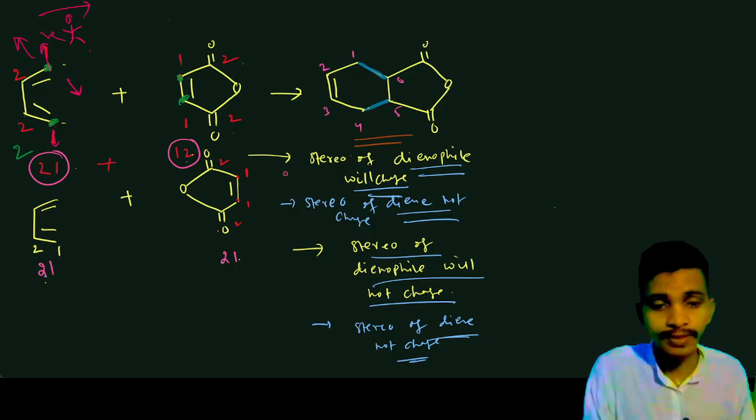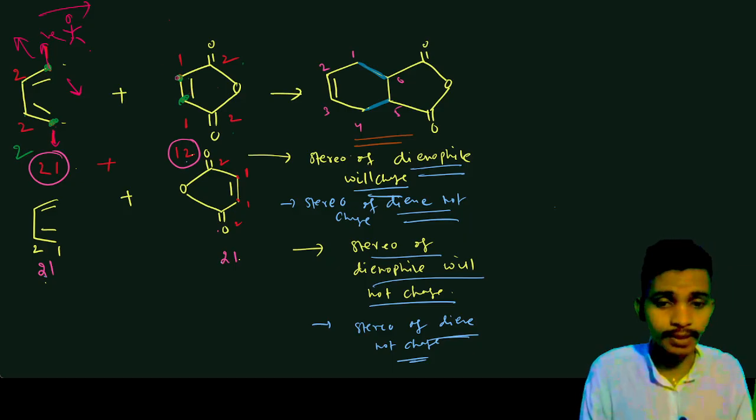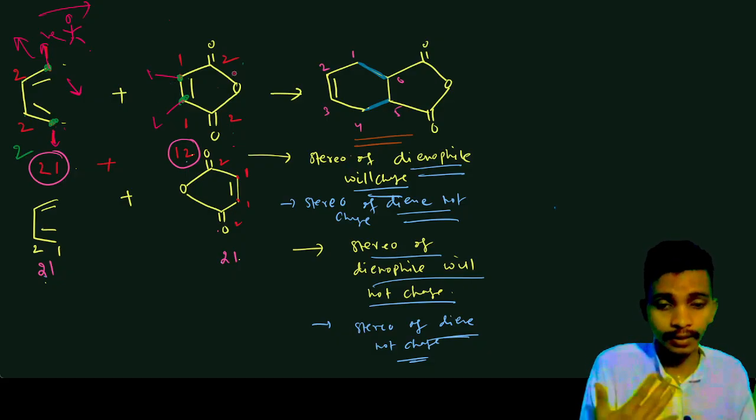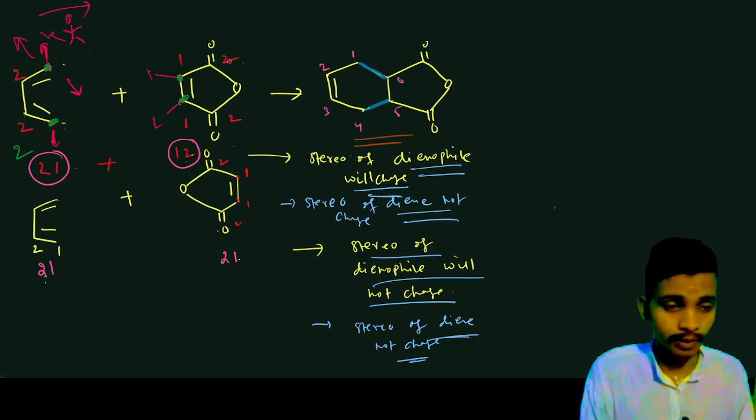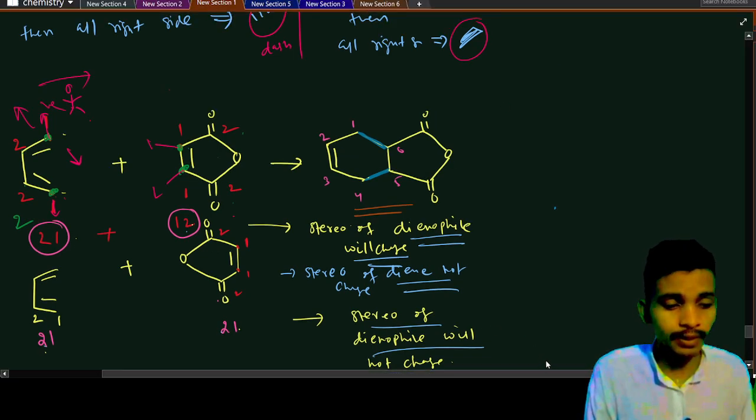And for the dienophiles, if it is 2 1, 2 1, then whatever stereo we get in the dienophile, the same stereo we write. If it is left, it remains left. But if it is 2 1 and 1 2, in that case, if it is left it becomes right, and if it is right it becomes left. So we have to memorize these things, and then we can easily solve the stereochemistry related to Diels Alder reactions. So today up to this, we will discuss more in the next class. Thank you.